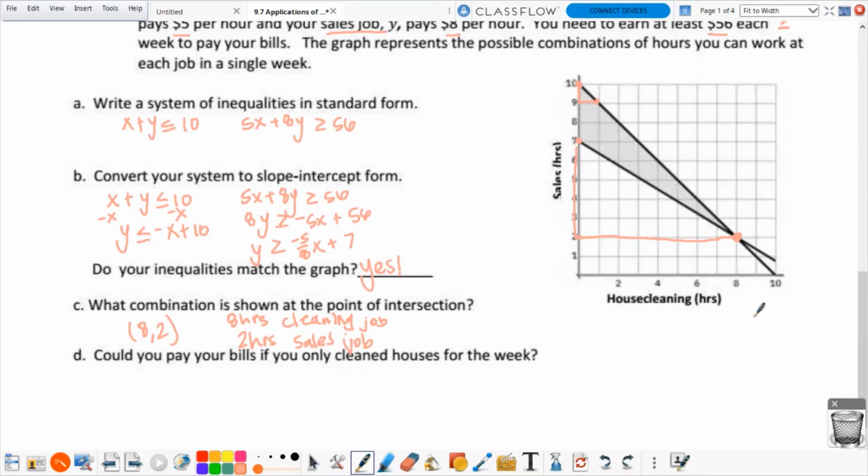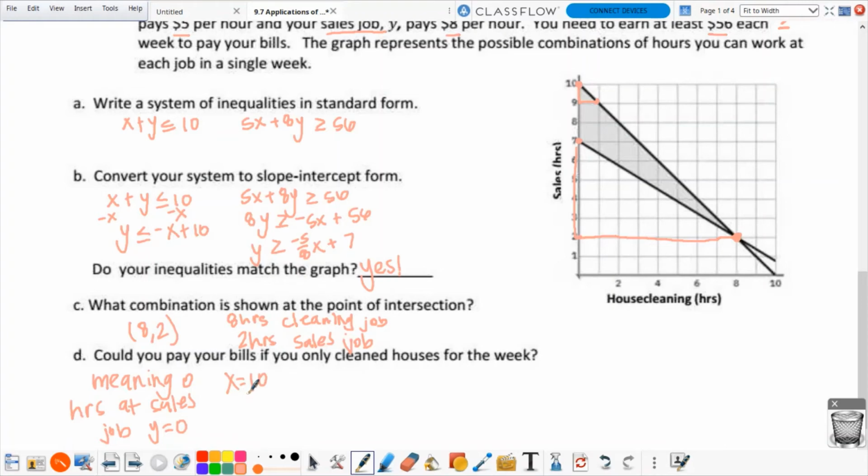All right, the last part says, could you pay your bills if you only cleaned houses for a week? All right, so that means we can work 10 hours cleaning. So I'm going to write what that means, meaning 0 hours at sales job, which would be y equals 0. We know that our sales job is our y value, and then that would be x equals 10.